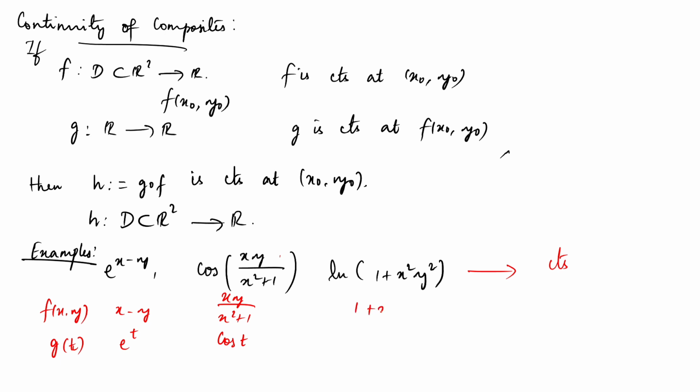Here, 1 plus x square y square, sir. Good. It is ln t, log t. Good. So you may apply any type of value to the cos function, so this is continuous everywhere. For exponential also you can give any value as an input, so this is continuous everywhere.